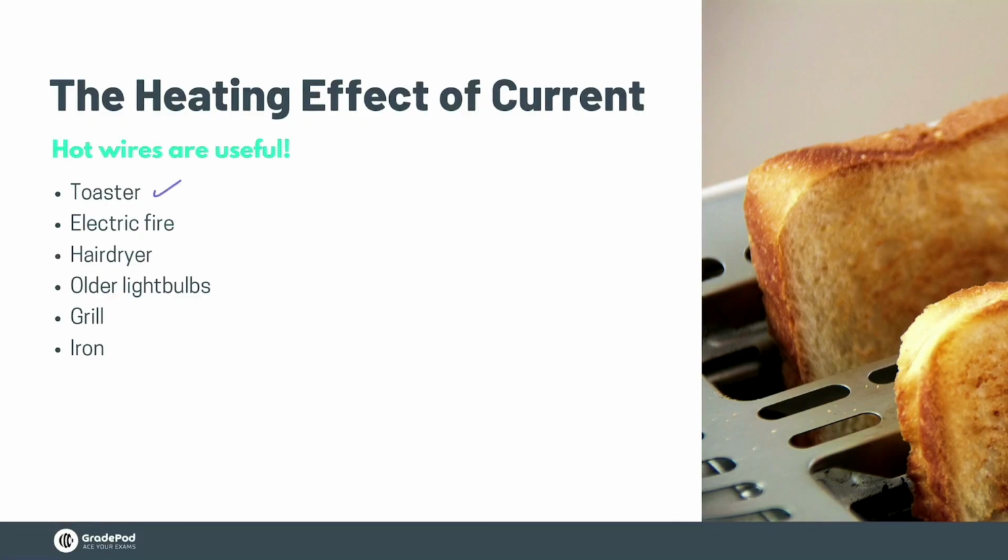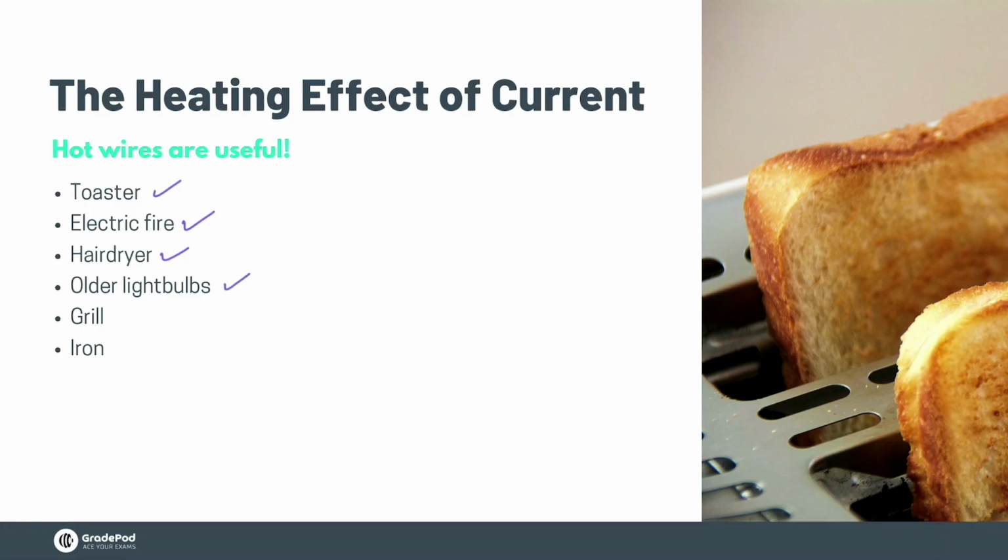How do you think your toaster works? Your toaster has a current flowing through a high resistance wire. That high resistance wire heats up and lights up. How do you think an electric fire works? A current goes through a high resistance wire. The high resistance wire heats up and lights up. How do you think your hairdryer works? A current goes through a high resistance wire. The high resistance wire heats up and a fan blows it out.